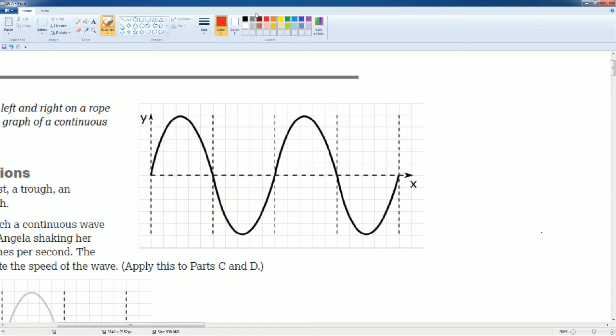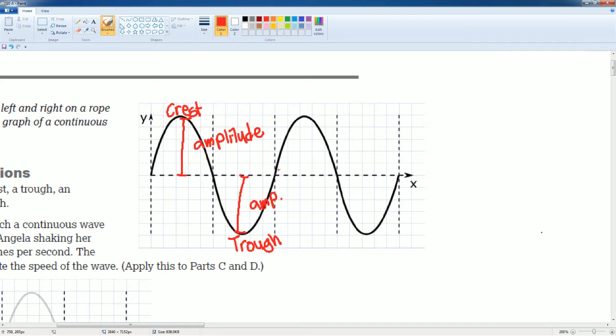The crest is referred to as the highest point right here. And it stretches all the way from the equilibrium to the highest point. This distance from the equilibrium to the highest point can also be called the amplitude. And the bottom part is called the trough. This is going to be the lowest point. Please also understand that the amplitude can also be referred to here as well.